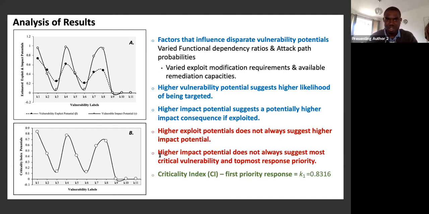in the first graph, graph A, where the dotted one is the vulnerability exploit potential, and the block lines are the vulnerability impact potential. We would actually notice that there is a difference, because in the case of vulnerabilities K2, K3, K6, their exploit potentials were actually high, but then the impact potentials were lower. So it makes sense to see, okay, even if this is the case, we understand what this means in the context of our own environment.